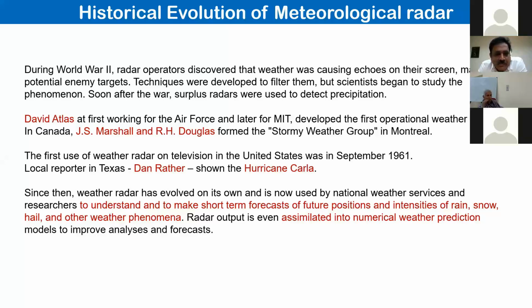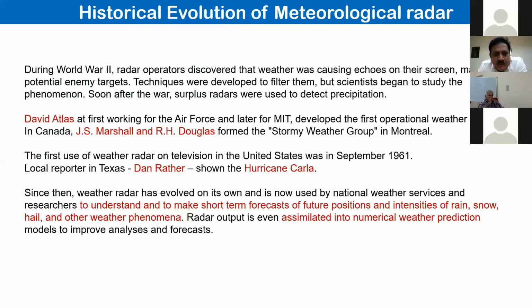The first bunch of radar meteorologists were David Atlas in the US, and Marshall and Douglas in Canada. They started these groups using the radars. The student of Marshall is Palmer, and their research is still popular. The Marshall and Palmer relation of the DSD is still popular in the radar meteorology field.